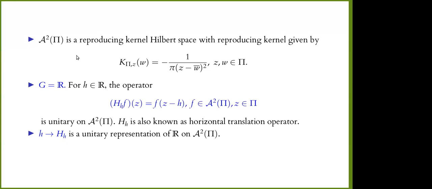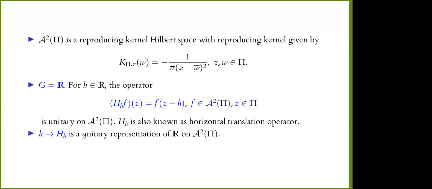In our setup, our Hilbert space H is nothing but A²(Π), and we consider the group G to be R, which is a locally compact abelian group, and our representations π_G are precisely H_h, given by H_h f(z) = f(z - h). Since the Lebesgue measure is real translation invariant, we can easily see with the help of change of variable that these operators are unitary operators, and they are also known as horizontal translation operators.